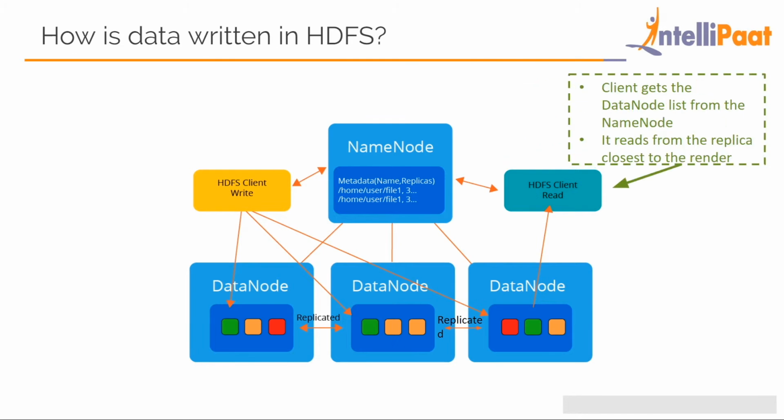After that, the client gets the data node list from the name node. It reads the replica closest to the reader. So depending on the latency that the client has with a particular data node, it either reads the original data block or the replica data block. This basically depends on how close a particular client is to a data node. So it accesses the metadata from the name node and then accesses the actual data from the data node.